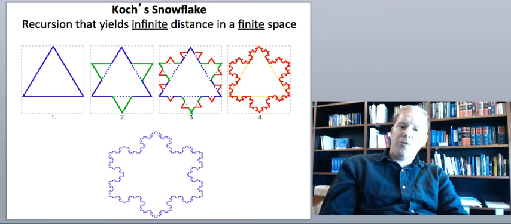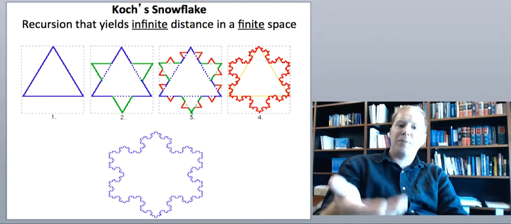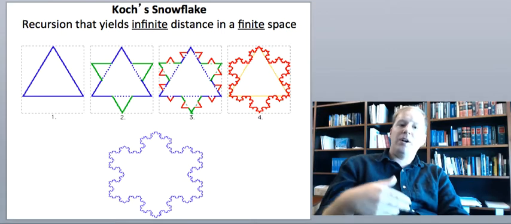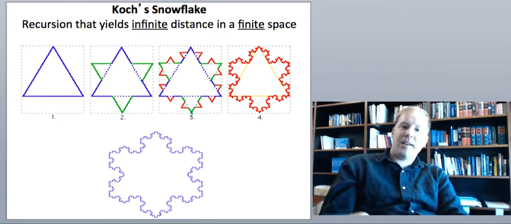And we do this over and over and over again as a rule, and then out of this emerges a pattern where infinite distance is created in a finite space. And this one in particular, on the bottom of the page, as you do this over and over and over, you create something called Koch's snowflake.